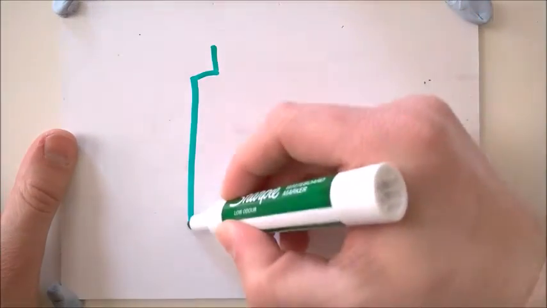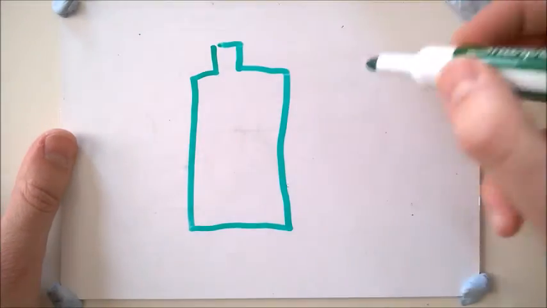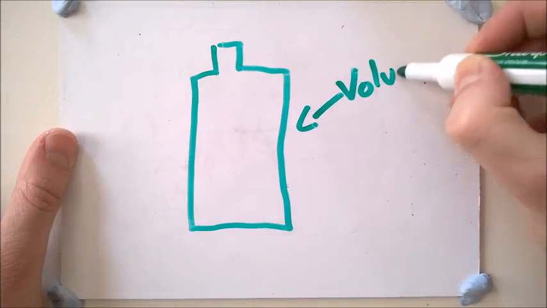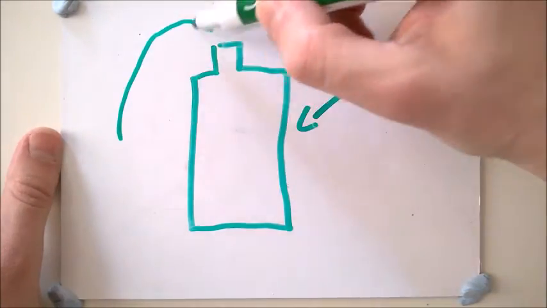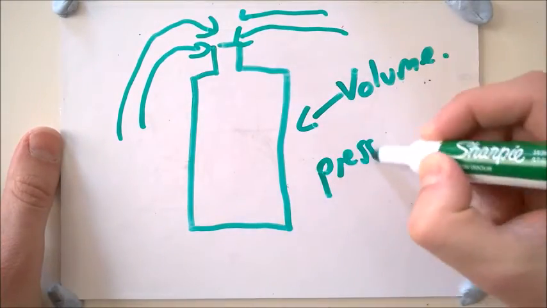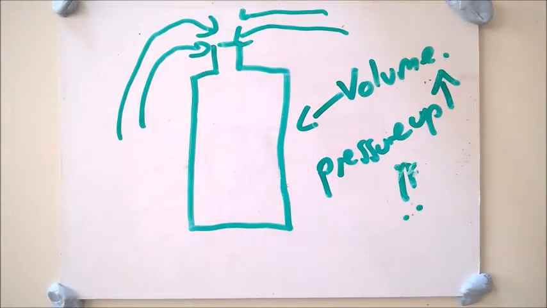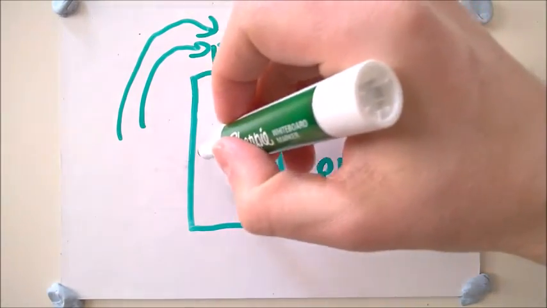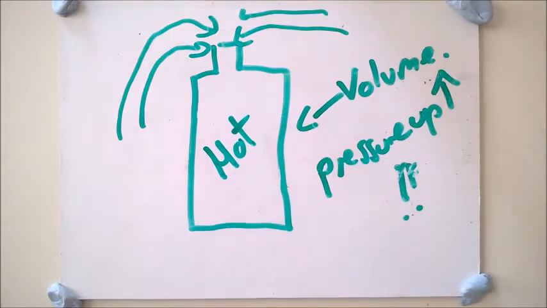So here's how it actually works. We have here a fixed volume, in this case, the bottle. By increasing the amount of air in the bottle, we increase its pressure, since the volume is fixed. As a result, we do work on the gas, and its temperature increases.